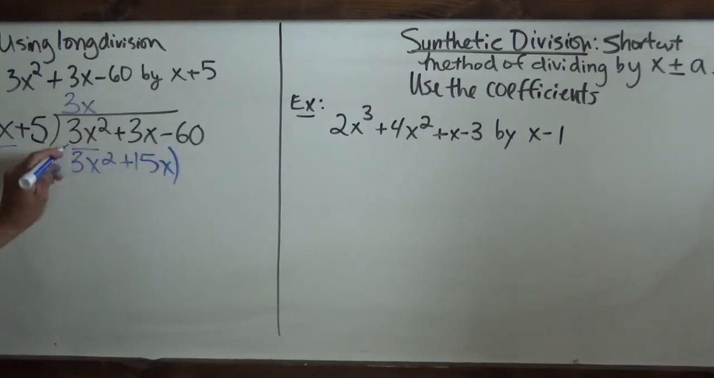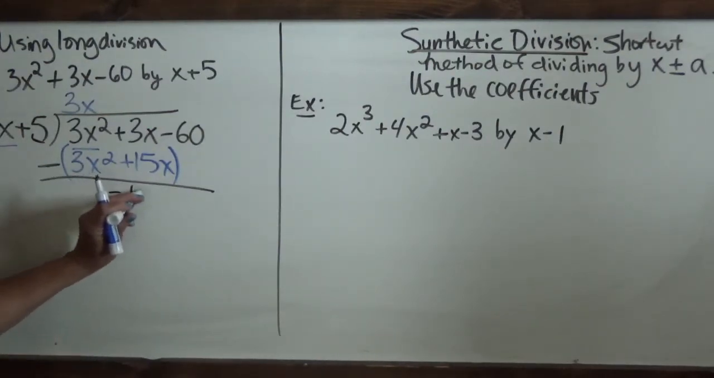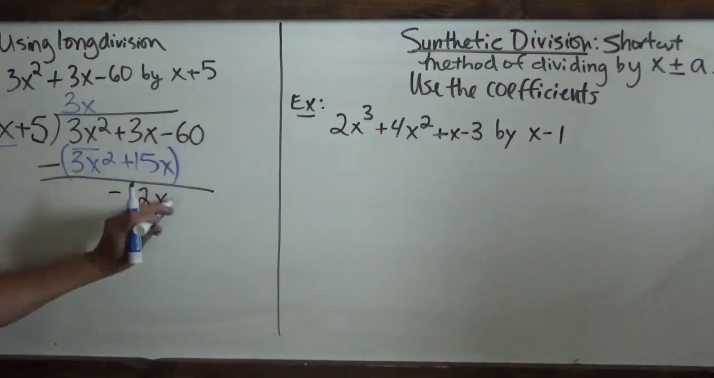I like to put that in parentheses because what am I going to do? Subtract that away. So 3x squared minus 3x squared is nothing. 3x minus 15x is negative 12x. Bring down the minus 60.